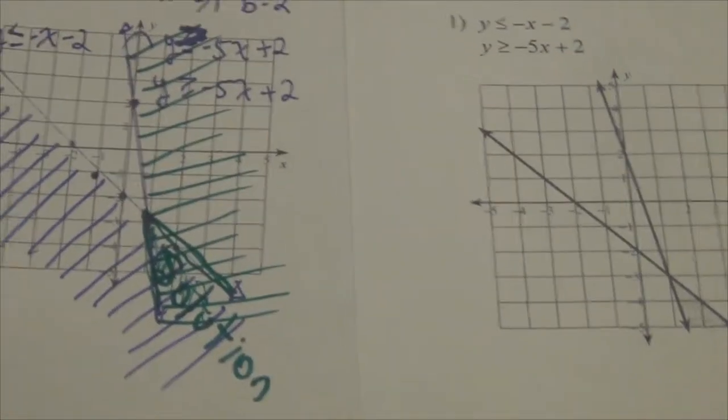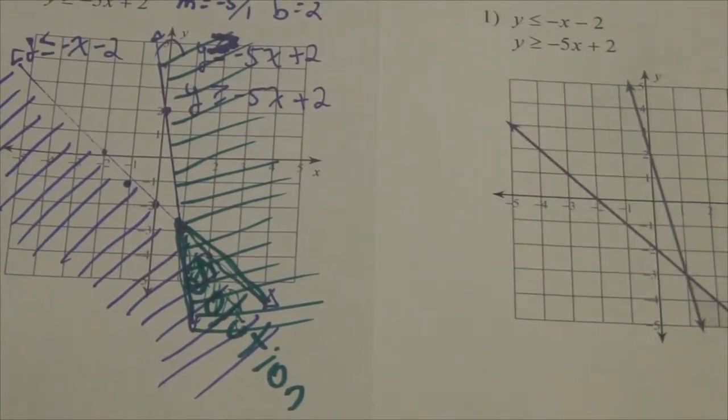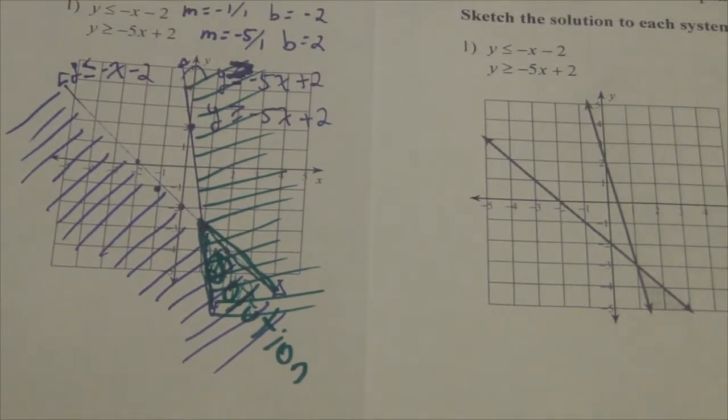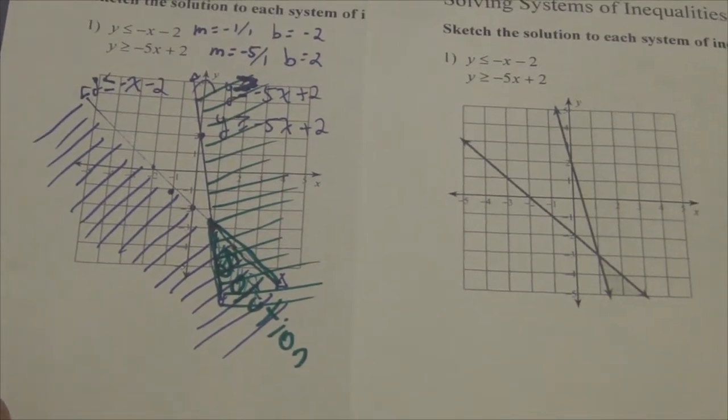So we see that both lines are solid. Okay? And your solution is this area. Next one.